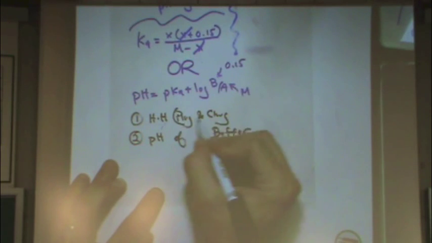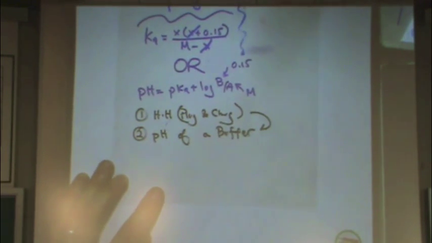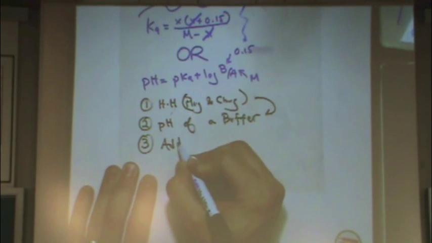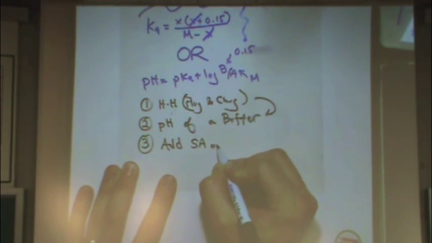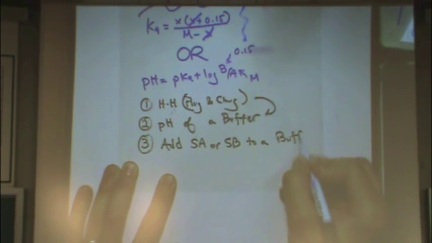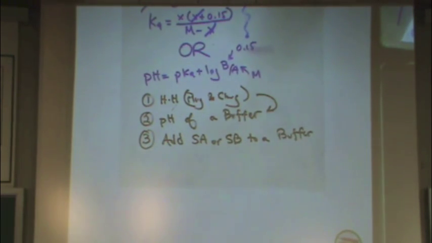This is again a plug and chug sort of situation. They give you all the numbers. Maybe you have to look up Ka on the back page, but it's plug and chug. And then the third scenario, you add a strong acid or a strong base to a buffer. That's kind of the third common type, and these are only calculation problems. But calculation problems, you add something to a buffer.